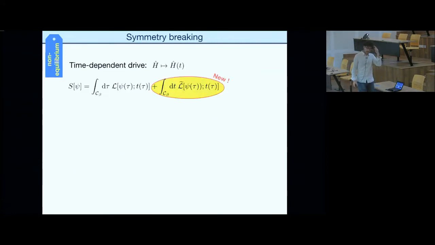Okay, so we did the symmetry part, but now we want to break the symmetry. That's the fun part. We want to go out of equilibrium and look at what happens, what are the symmetry-breaking terms that are being generated. So let me now consider this time-dependent drive, your drive, your choice.